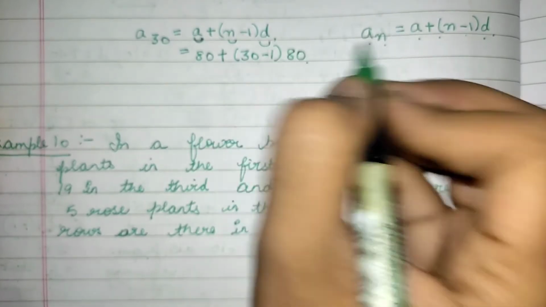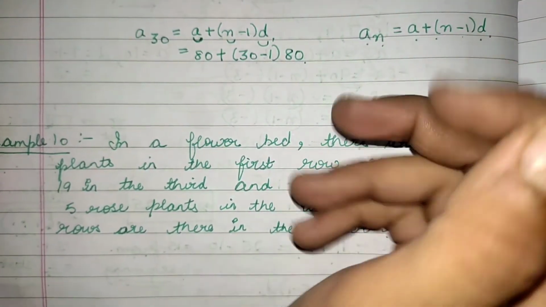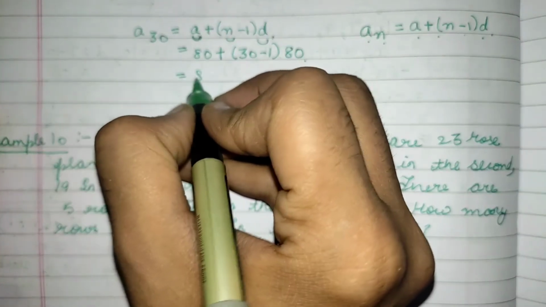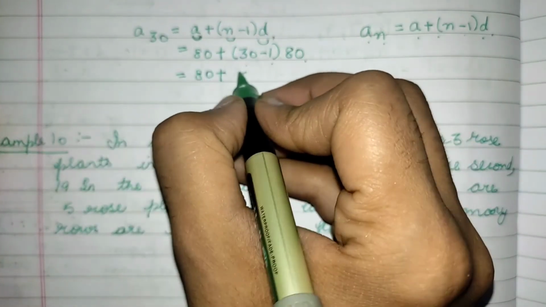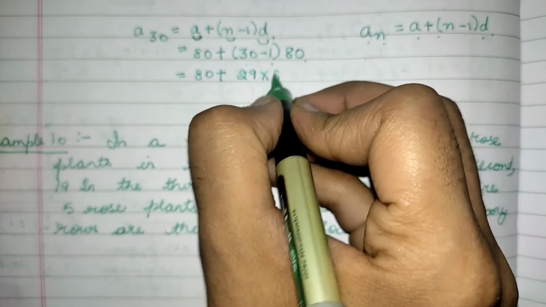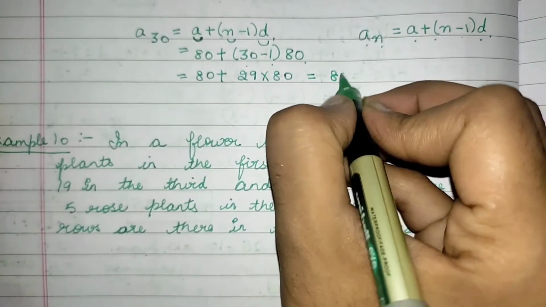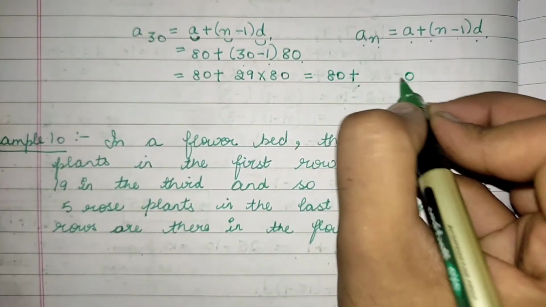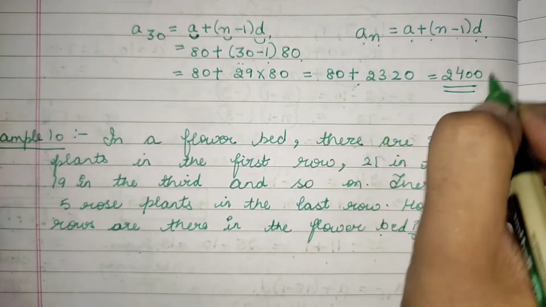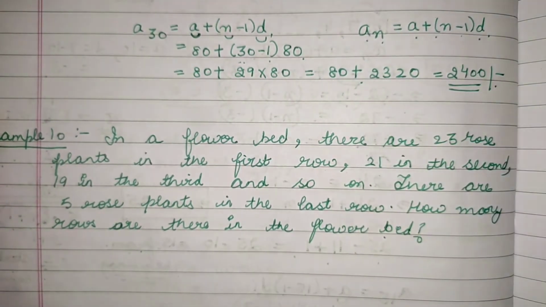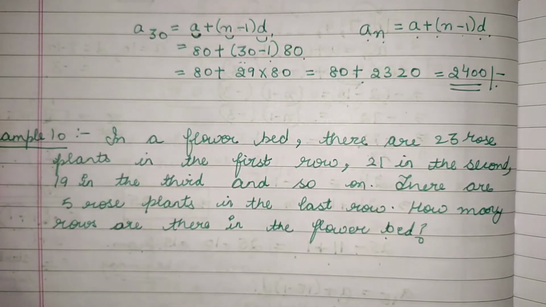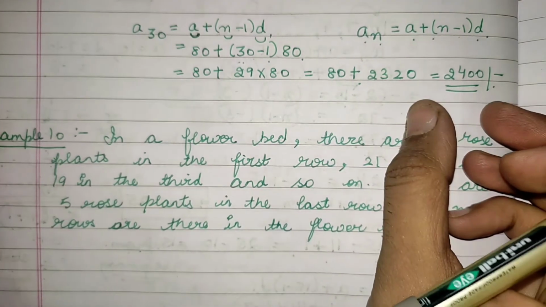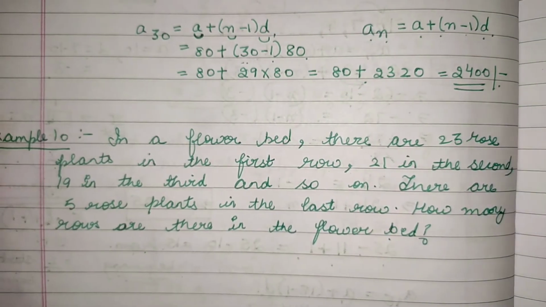D is the common difference between the interest after the end of each year. So I will get 80 plus 29 into 80. So my answer will be equal to 2400 rupees. So that means the simple interest after the end of 30 years will be 2400.